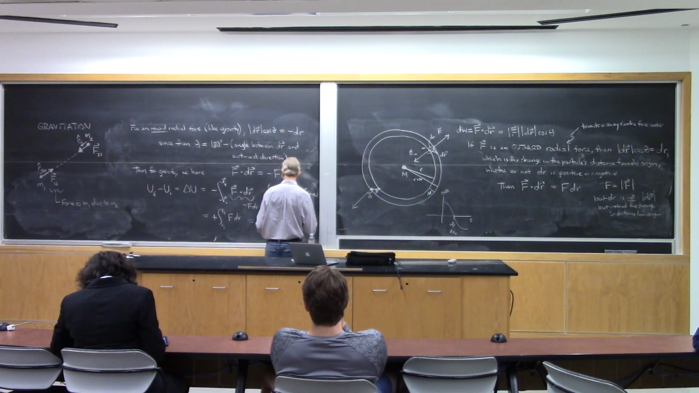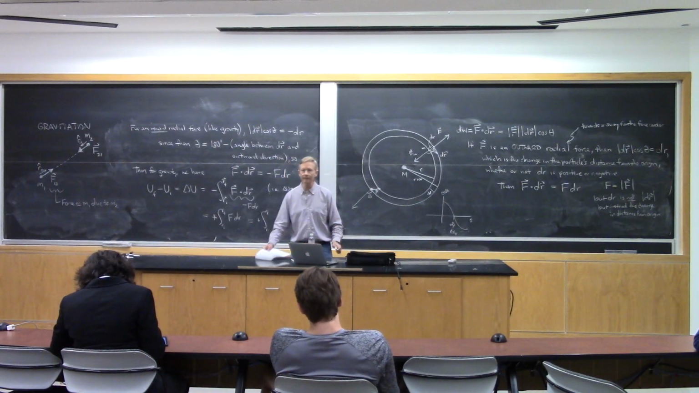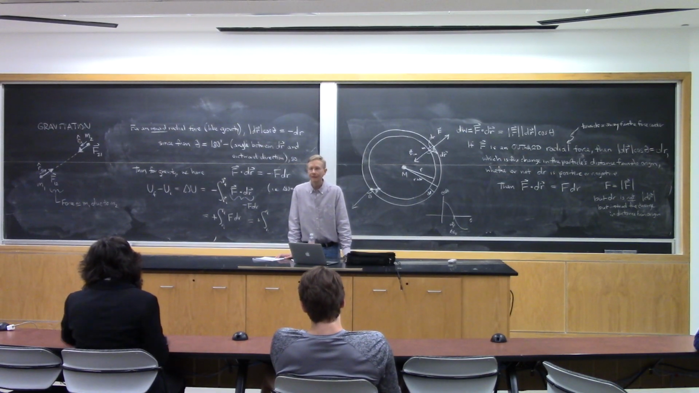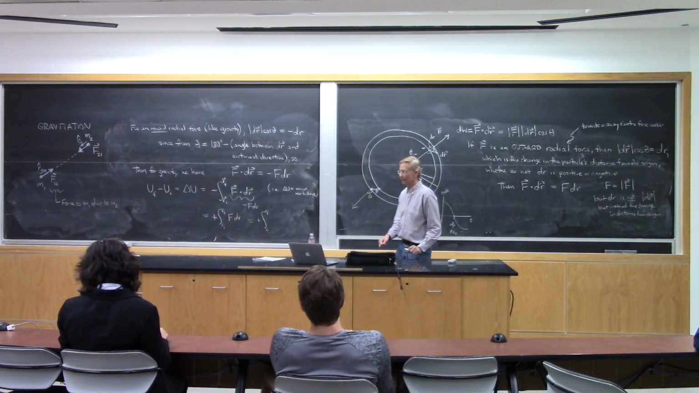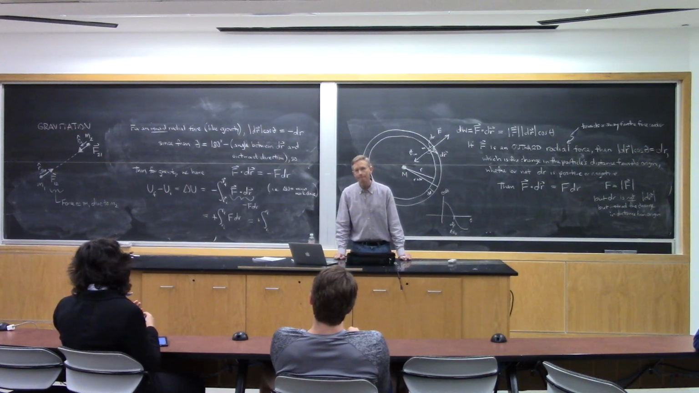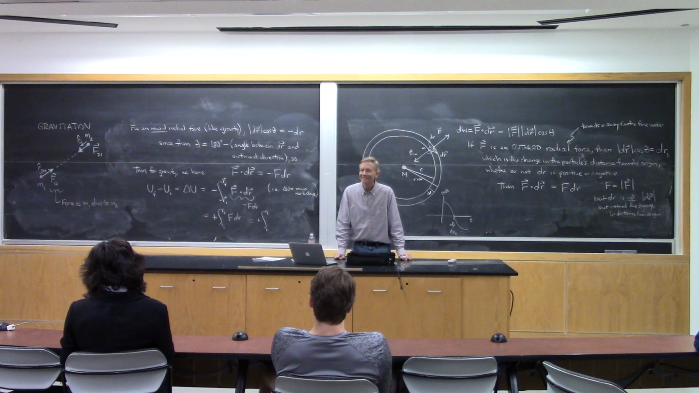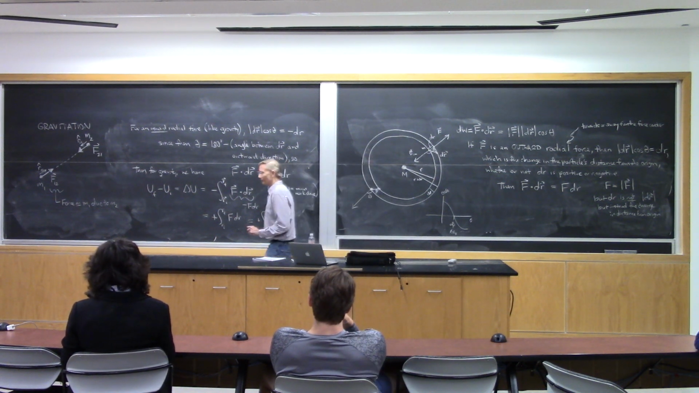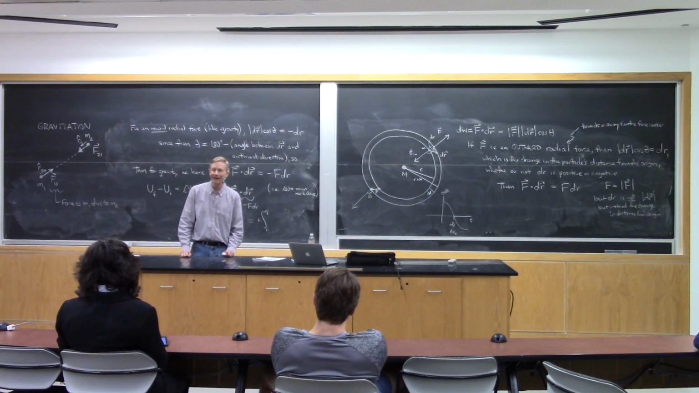Integral from Ri to Rf of, well, what is the magnitude of F? What's Newton's law of gravity? It's G times mass big M, mass little m, so it's going to be G little m times big M over the distance between them squared. Yes, R squared, you're correct.